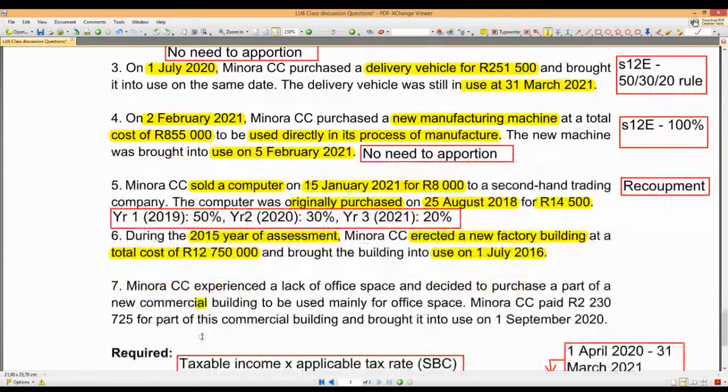Okay, and 0.7, let's quickly see. Due to the lack of office space, decided to purchase a part of a new commercial building. So we've got a new commercial building, we've purchased it, and it's used for office space, and that was 2.23725 million, and it was brought into use in the current year. Okay, so we also have 5% for that.